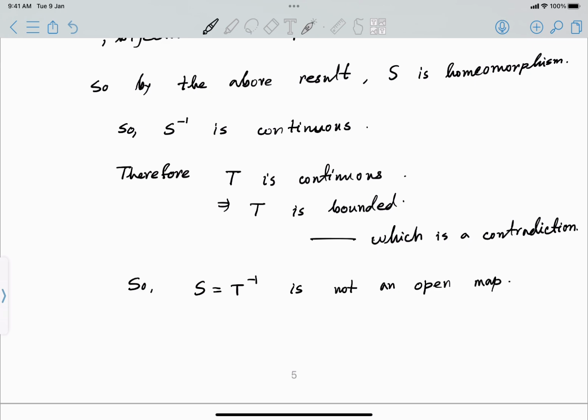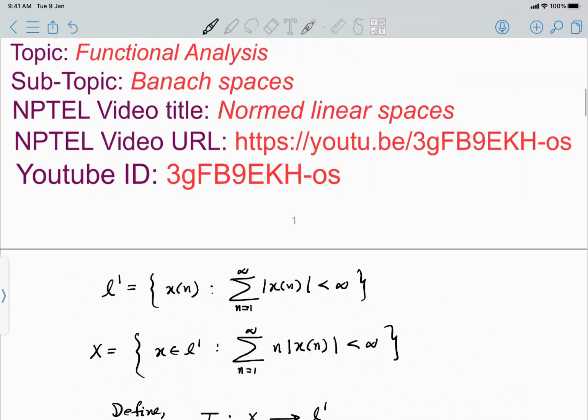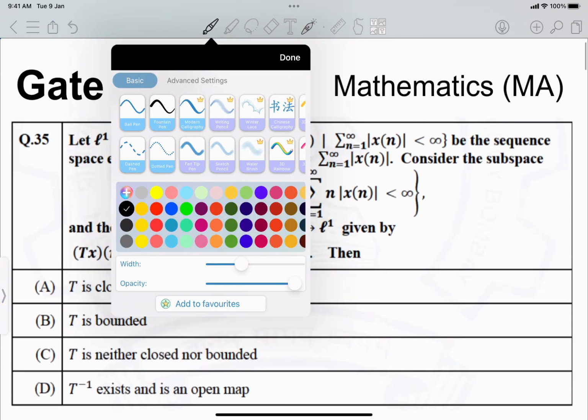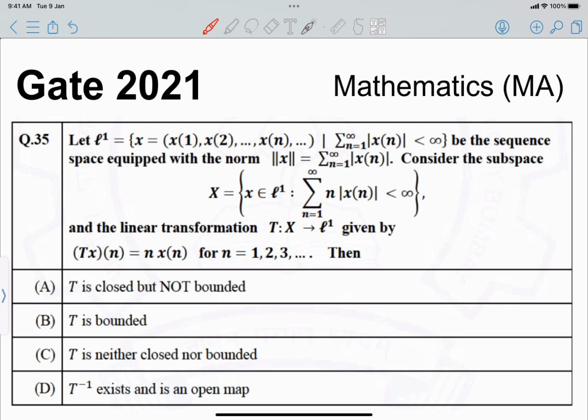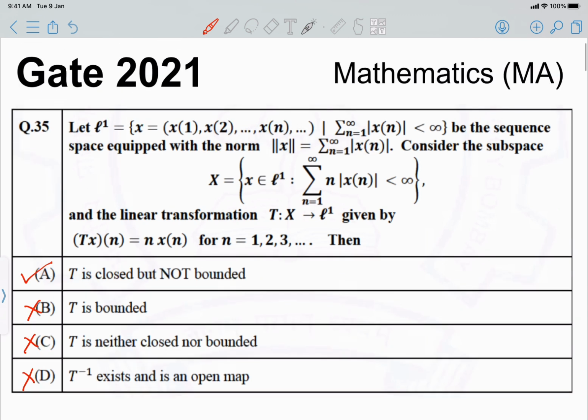Okay, so now let's see which option is correct. T is closed but not bounded, that we have shown, so A is correct. T is bounded, so this is not true, B is false. T is neither closed nor bounded, but T is closed, so this is also false. T inverse exists and is open map, but T inverse exists but this is not an open map, so D is also false. So only A is the correct option. Okay.